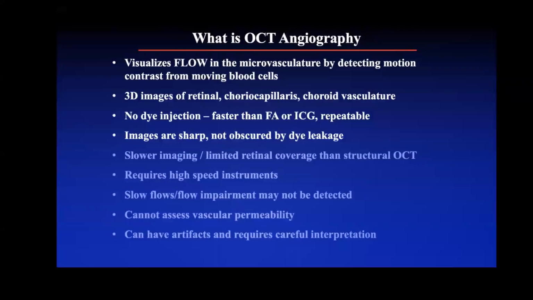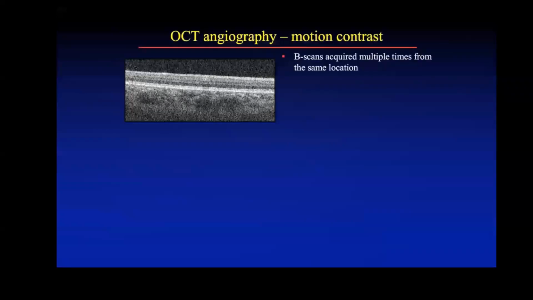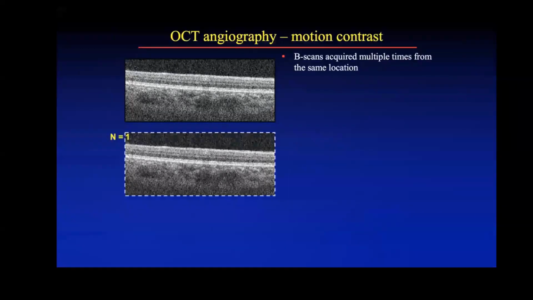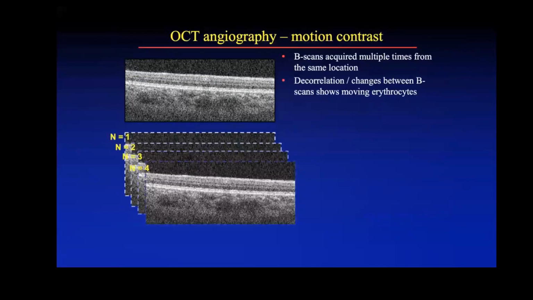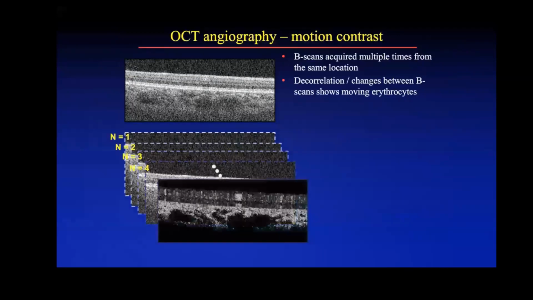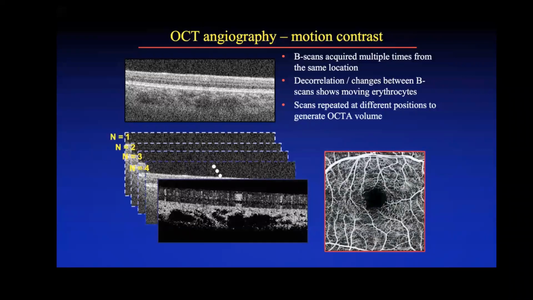Compared to structural OCT, it is a little bit slower imaging, and high-speed instruments are required for OCT angiography. Very slow flows may not be detected. It cannot assess vascular permeability, and there can be artifacts with OCT imaging, so images require careful interpretation. B-scans are acquired multiple times from the same location, and decorrelation or changes between B-scans show moving red blood cells, and scans are repeated at different positions to generate the OCTA volume as below.